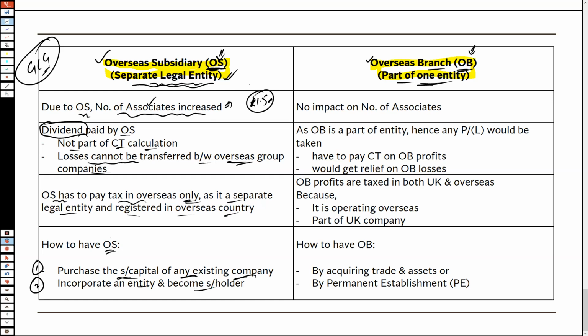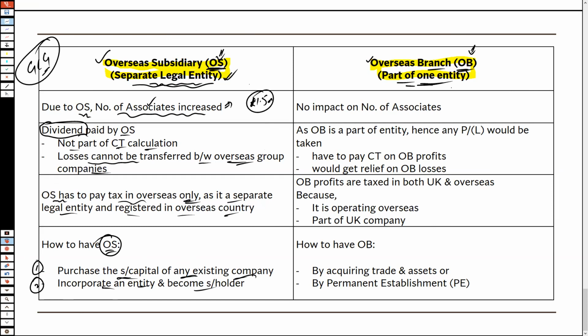So these are two possible options to open up a subsidiary: you can purchase the share capital of an existing business, or number two, you can incorporate a new company in the overseas country. And the related tax implications we discussed one by one.